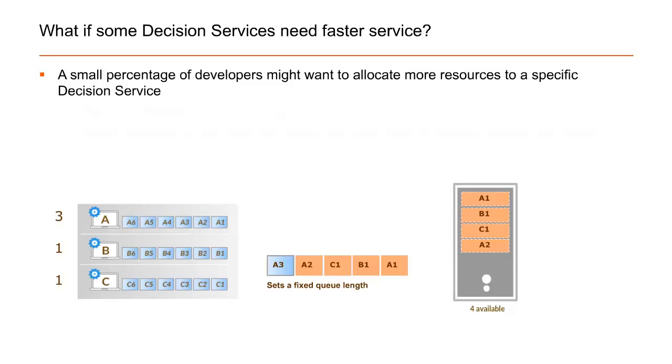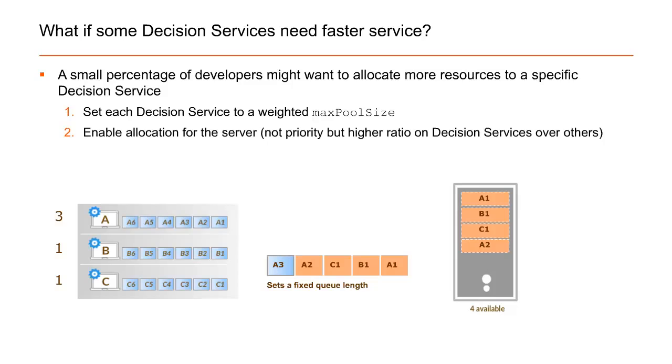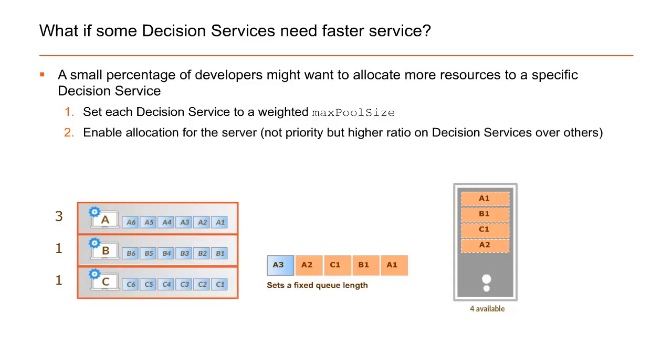To control allocation on the server, you need to set the max pool size for each decision service and enable allocation on the server through a new property. This property tells the server to factor the max pool size of each decision service into how it fills the queue. As a developer, you would want to set appropriate max pool size values for each decision service when you deploy it to your server. So if A represents new orders and B and C are information services, by setting max pool sizes for the decision services to be 3:1:1 respectively, the server will maintain a 3:1:1 ratio for requests getting added to the execution queue.